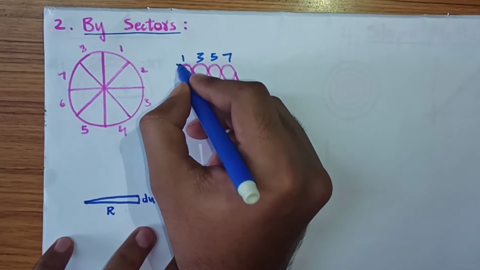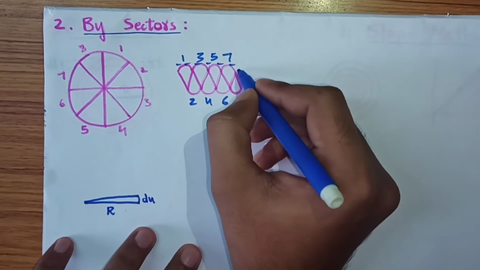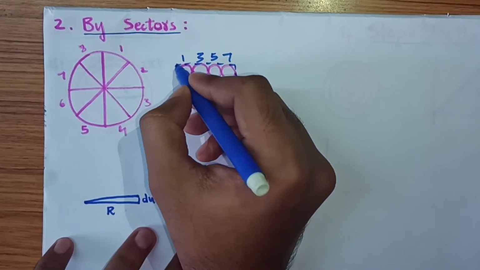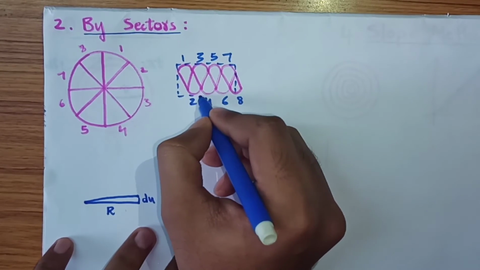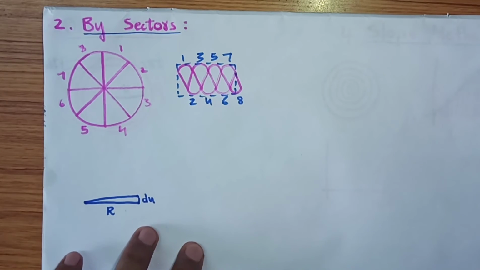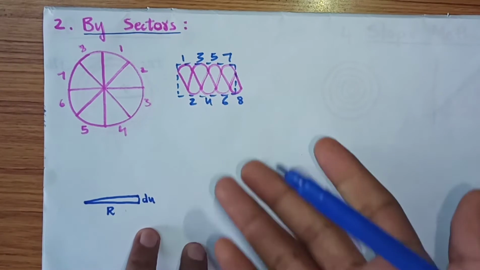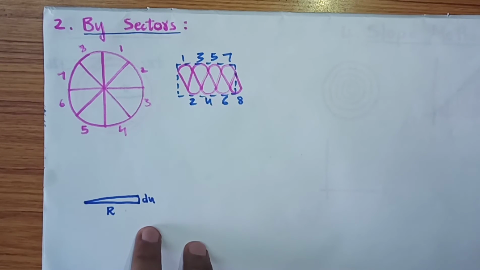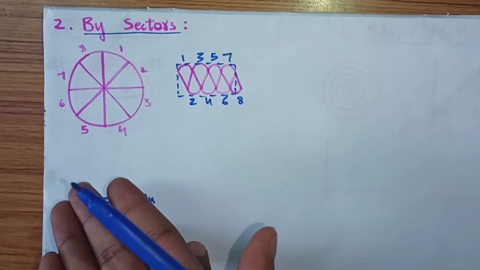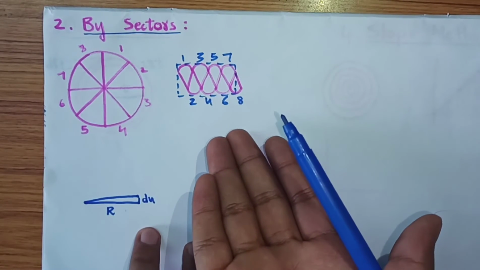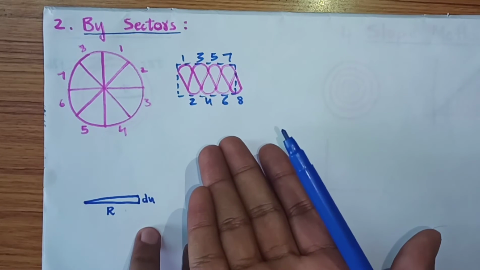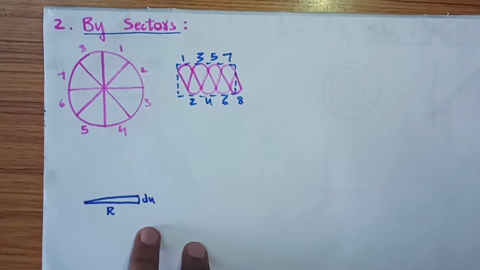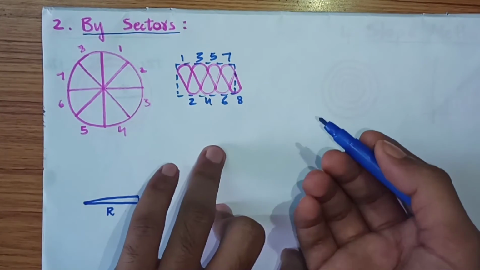Now let's put some dots. Here you can see I have put the dots, and this shape now very much looks like the rectangle or some kind of parallelogram. So if you want the area of the circle, you can just find the area of this shape right here, parallelogram or rectangle, so that you will get the area of this circle.